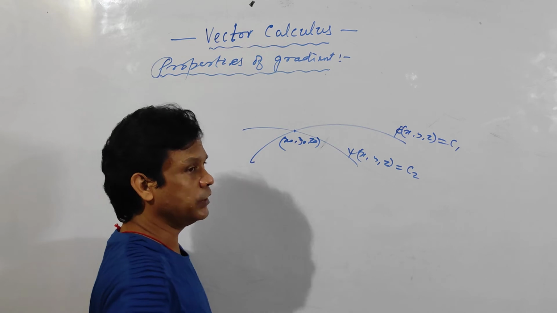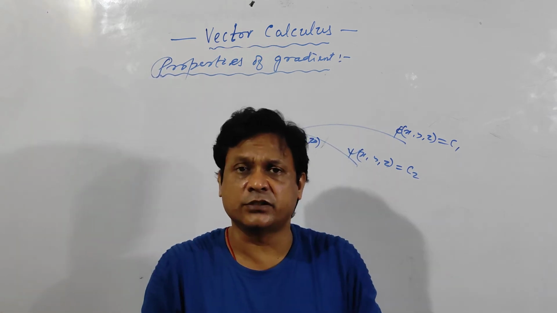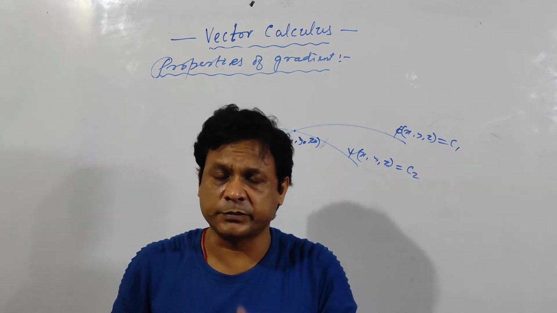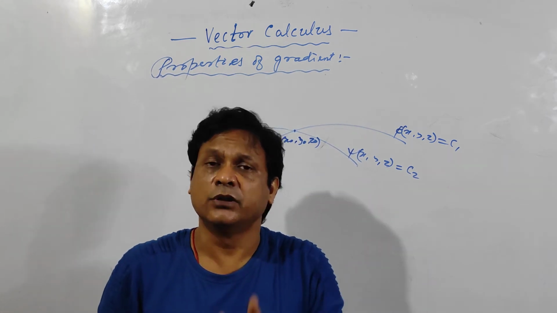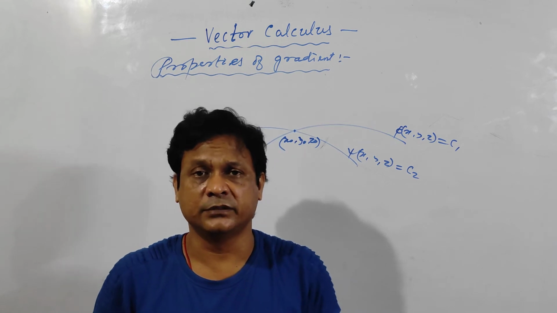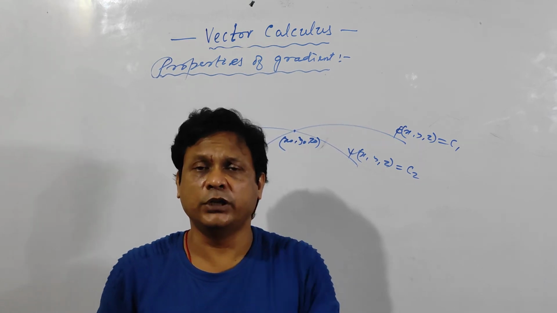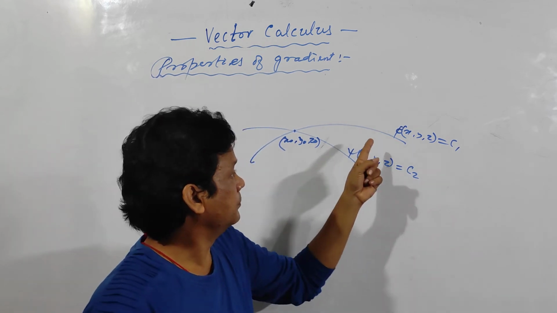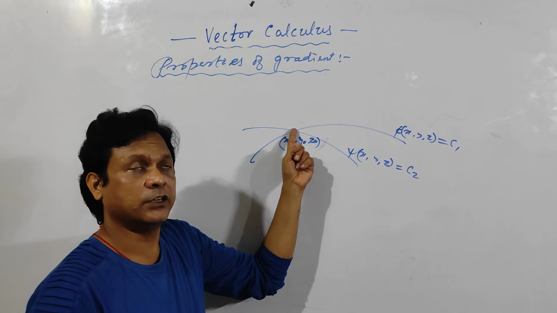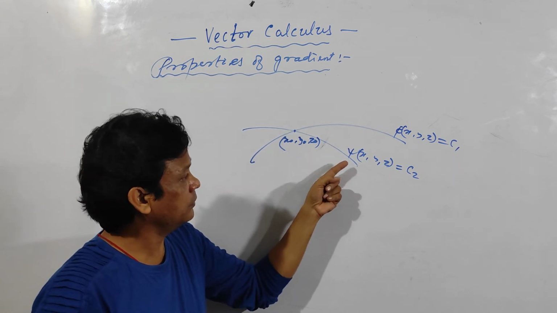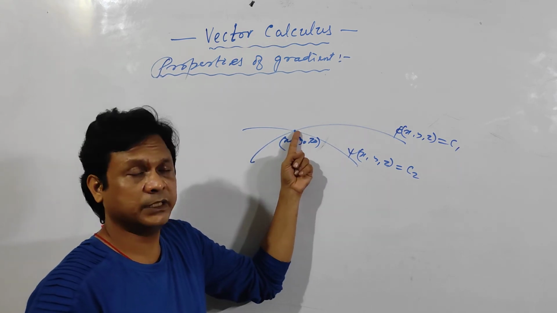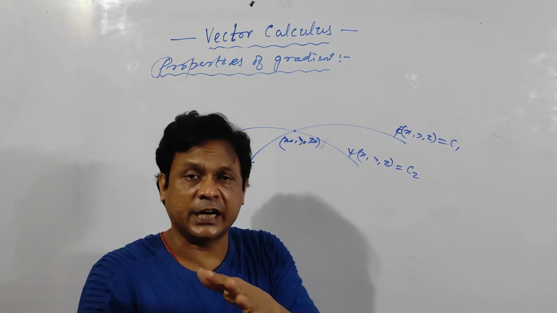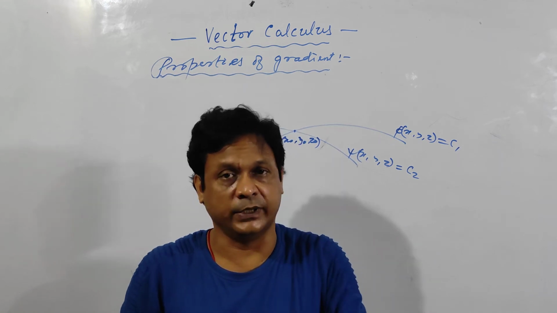Angle between two curves means angle between the tangents or angle between the normals. And already I have told you the normal is along grad phi. The normal to this curve at this point is along grad phi, and the normal to this curve at this point is along grad psi. So angle between two curves means angle between grad phi and grad psi, and both are vector quantities.